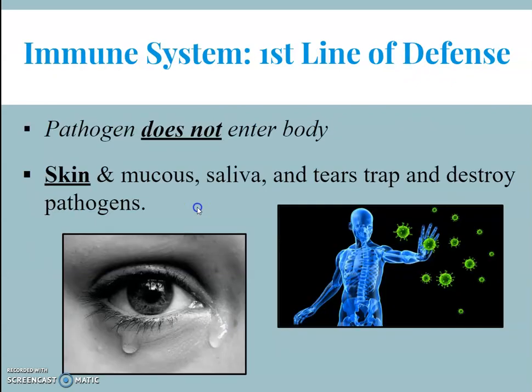Once again, the skin is the first line of defense, and that's just to make sure that the pathogen doesn't even enter the body. So skin and mucus and saliva and tears trap and then destroy those pathogens before ever letting them get in. So those are considered part of the immune system as well.